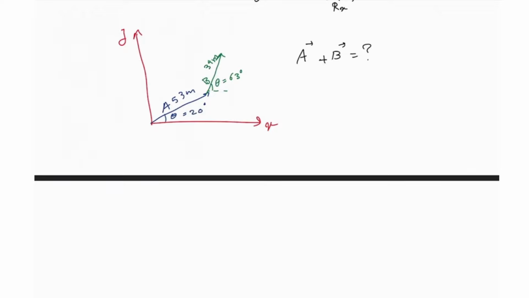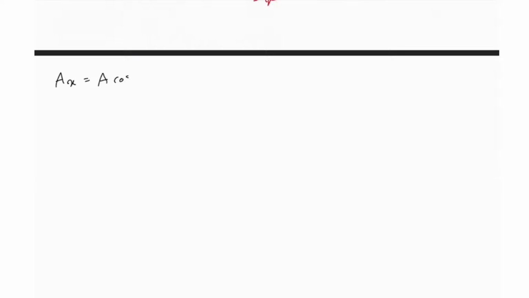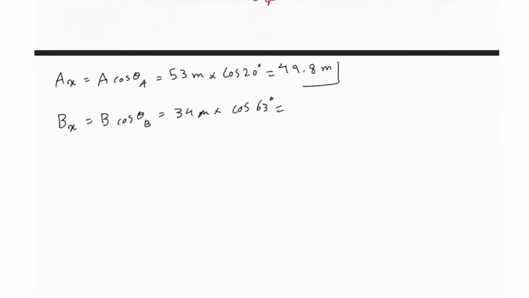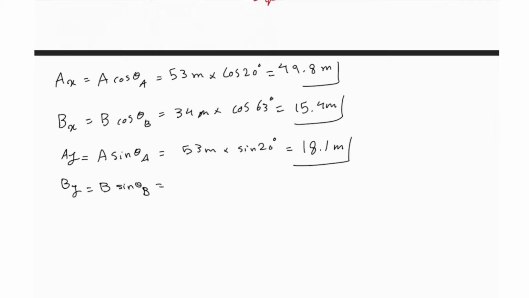This is very simple. You just need to use the formulas we learned and carefully substitute the numbers in those formulas. So let's find Ax and Bx first. And then let's find Ay and By. Now that we have Ax and Bx and Ay and By, it's time to find Rx and Ry, and then we can find the magnitude of R.